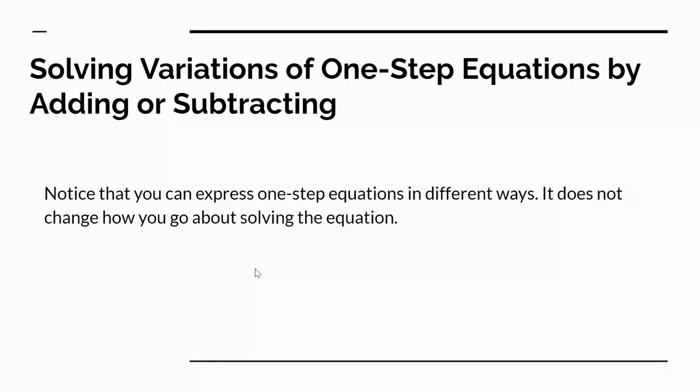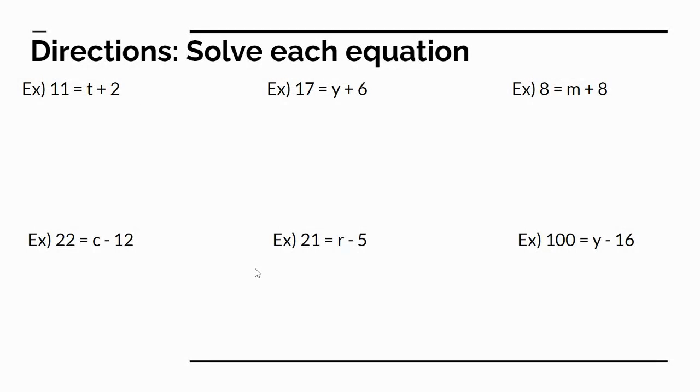Sometimes equations are going to be written in different ways, but the steps we take to solve them are exactly the same. All right, so here we have 11 equals t plus 2. I'm still trying to get my variable t by itself. Plus 2 is in the way of that happening, so I'm going to use inverse operations, and I'm going to subtract 2 from 2 and 11 to keep it balanced. 11 minus 2 is 9, so 9 equals t.